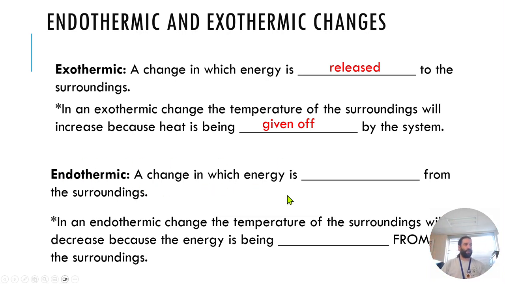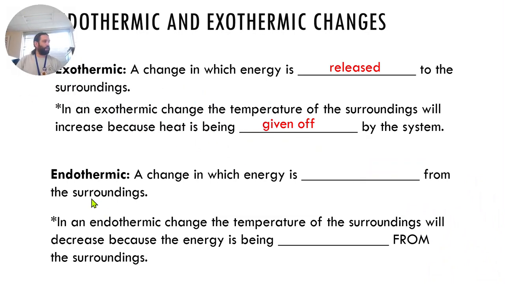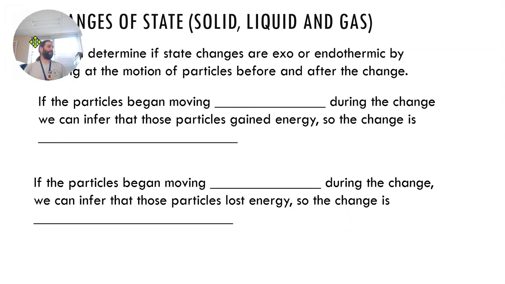For an endothermic change, endothermic means the change will require energy. So energy will be absorbed from the surroundings. So in an endothermic change, the temperature of the surroundings will decrease because the heat energy is being taken from them. All right, so now let's talk about changes of state.